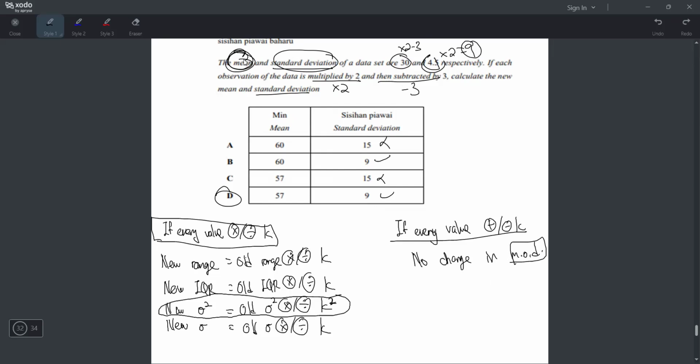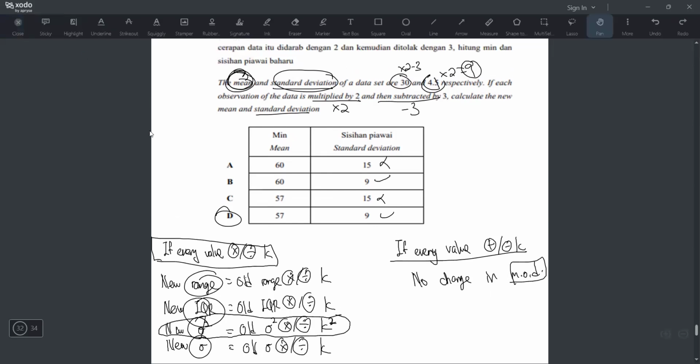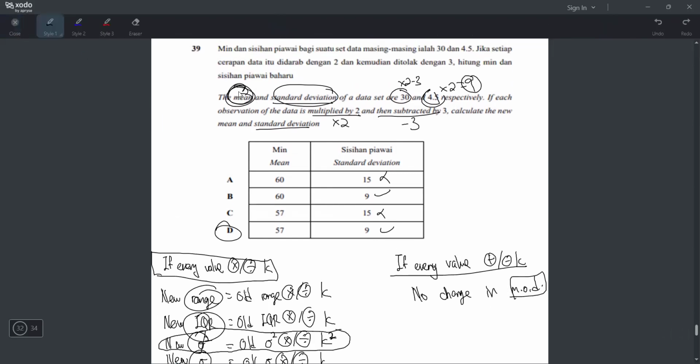Okay, listen here. Mean, it's not in here because these are all measures of dispersion. Range, interquartile range, variance, these are all measures of dispersion. Mean is not a measure of dispersion. Mean is a measure of central tendency. Measures of central tendency, there are 3: mean, median, mode. Right? Mean, median, mode.